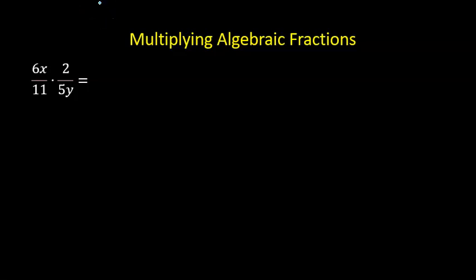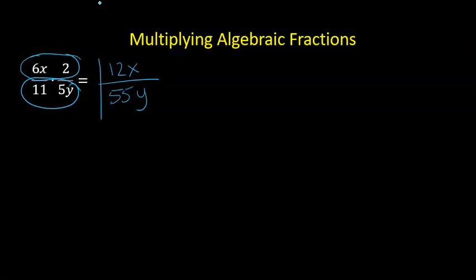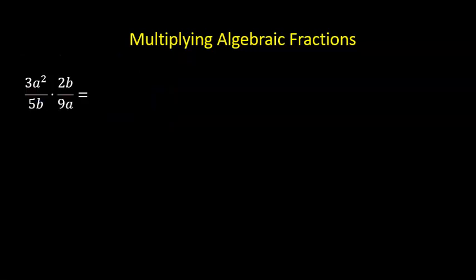With multiplying, it's only multiplication. You're just taking the top numbers, the numerators, and multiplying them together. And you're doing the exact same thing with the bottom numbers, the denominators. So 6 times 2, what does that give me? It gives me 12x. And then 11 times 5 gives me 55. And then I have that y, and that's the answer. We're done, right? It's pretty straightforward. Let's try another one.